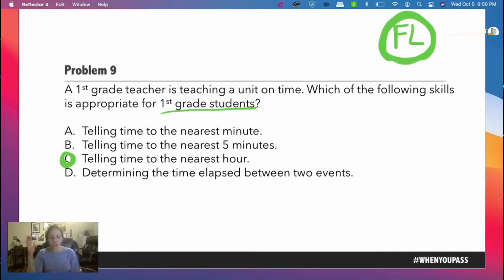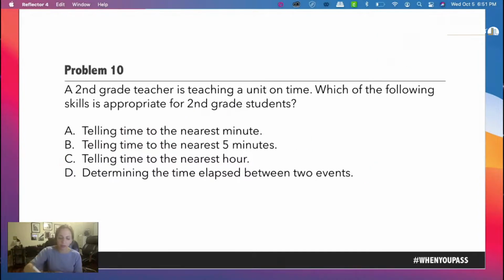They also should be able to tell time to the nearest half hour, but that is not an option. And so in this case, it's telling time to the nearest hour. Second grade has to be able to tell time to the nearest 5 minutes. And third grade has to be able to tell time to the nearest minute and be able to do elapsed time. Let's take a look at another one.